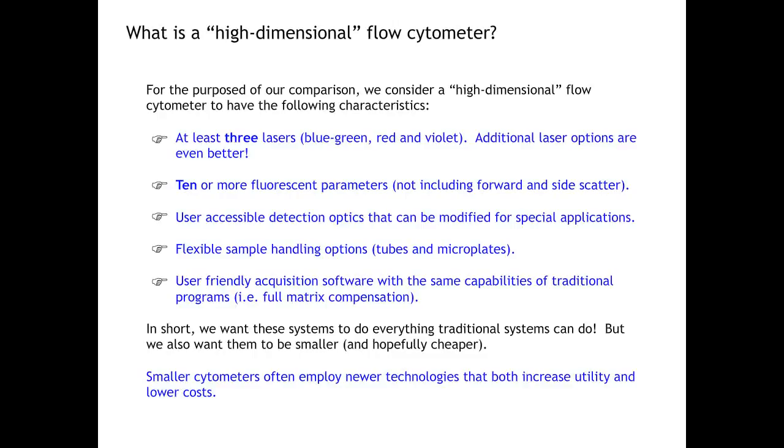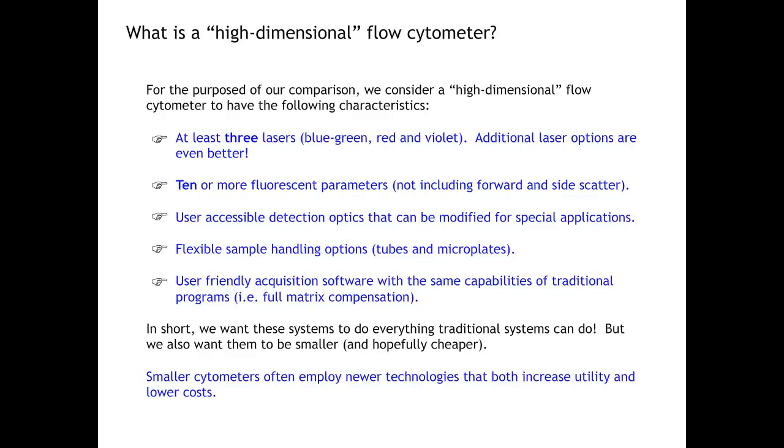So what are we considering a high-dimensional cytometer to be? We want to have multiple lasers, at least 3, the blue, green, red, and violet, and additional laser options are, of course, very desirable. 10 or more fluorescent parameters at least, and this can be more than that. We want to be able to modify our optics for special applications, as we're able to do on the larger machines. We'd like to be able to have flexible sample handling options, tubes or microplates.